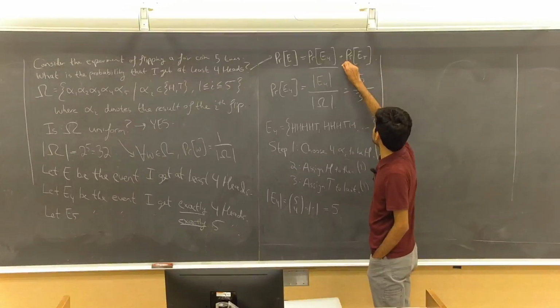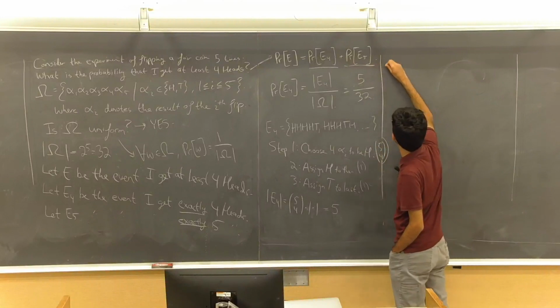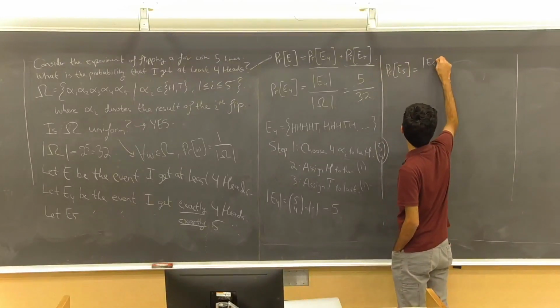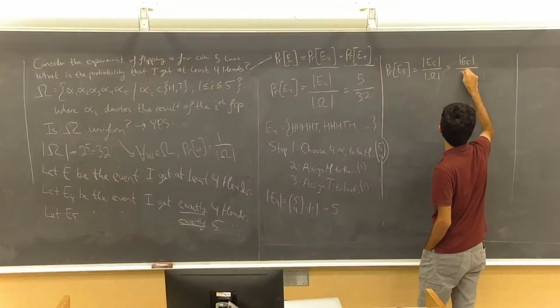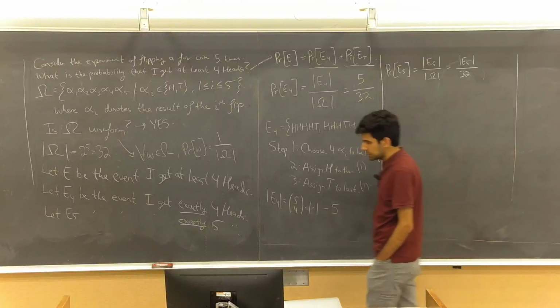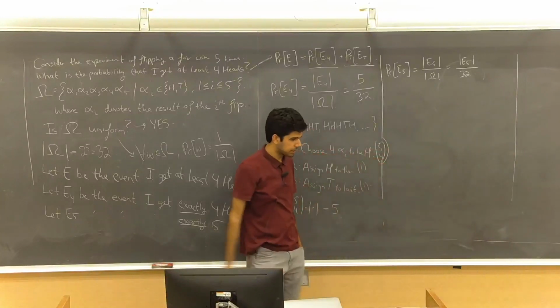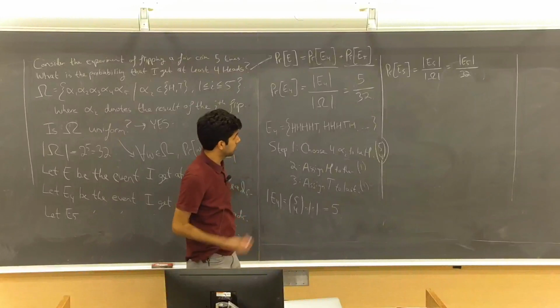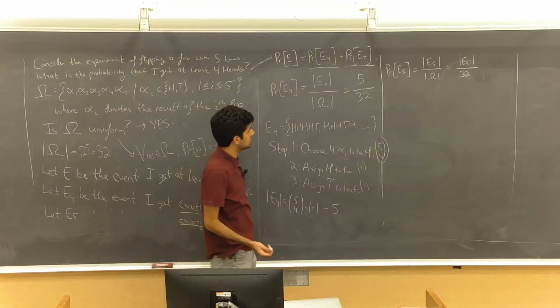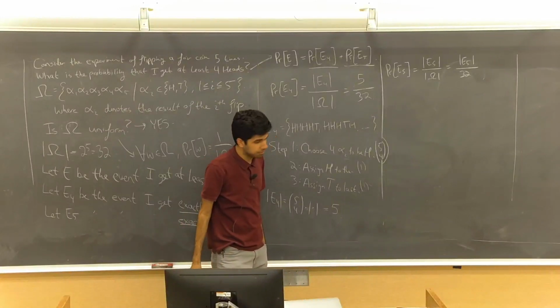Cool, so now let's compute the probability of E5. And once again, we'll use this uniformity concept to decompose this a little bit. All we need to do is compute the cardinality of E5.